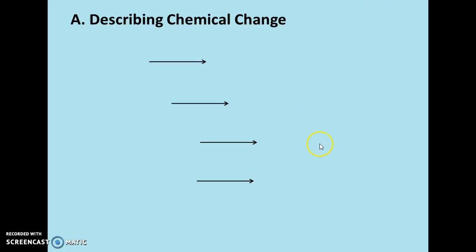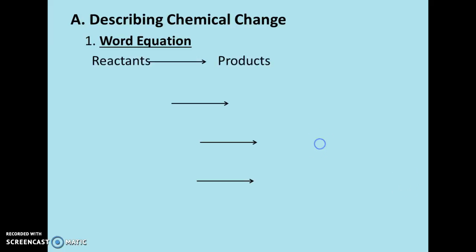This is technically a review from your freshman year. And a lot of times when we're talking about chemical change, we start with a word equation. So we have reactants on the left side and products on the right side. Okay, this arrow in the middle means yields or produces, so reactants yield products.